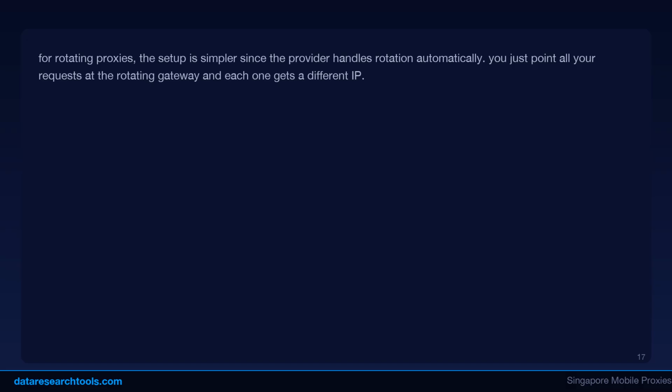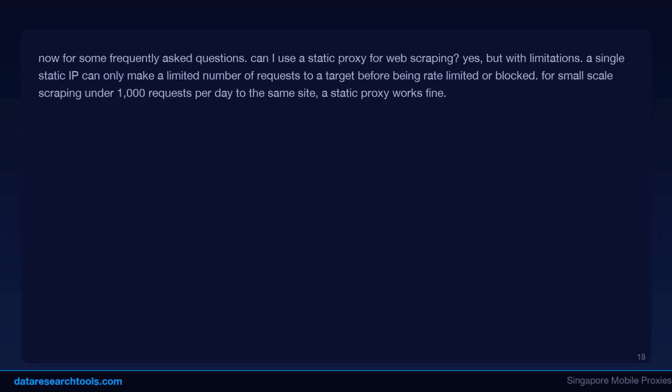You just point all your requests at the rotating gateway, and each one gets a different IP. Now for some frequently asked questions. Can I use a static proxy for web scraping? Yes, but with limitations. A single static IP can only make a limited number of requests to a target before being rate limited or blocked. For small-scale scraping under 1,000 requests per day to the same site, a static proxy works fine. For large-scale scraping, you either need many static proxies with manual rotation logic or should use rotating proxies.